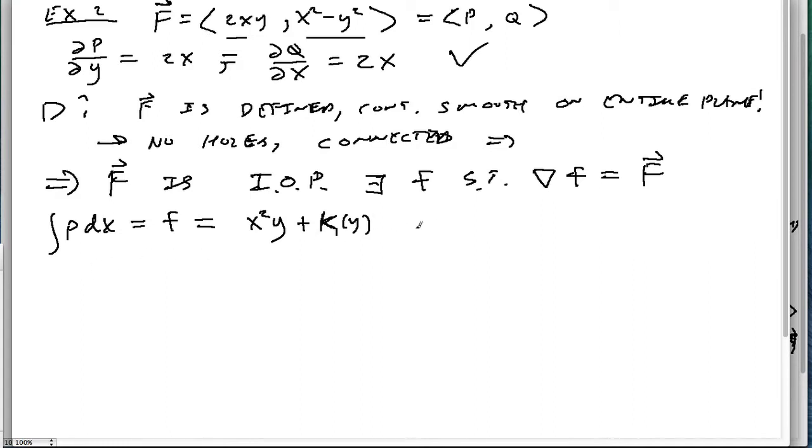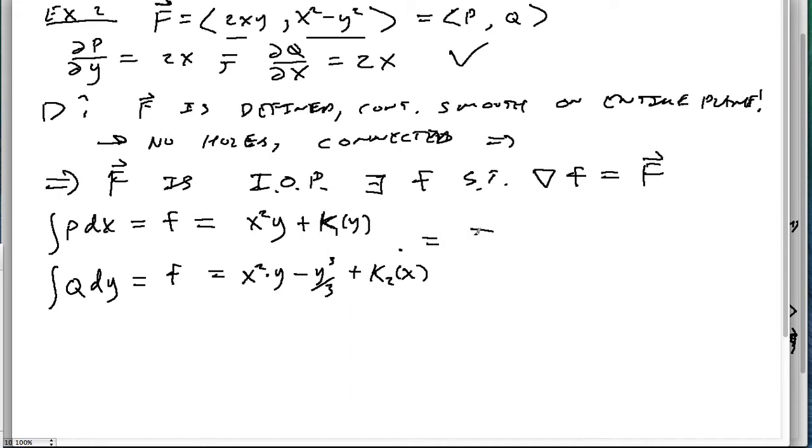Okay, so that's one piece of our f. Then we have to do Q, and we anti-differentiate with respect to y to get our f, so that's going to be x squared times y minus y cubed over 3. And then we again have to add k2 of x sitting there. So of course we equate them together, and we can see that k1 of y has to equal negative y cubed over 3.